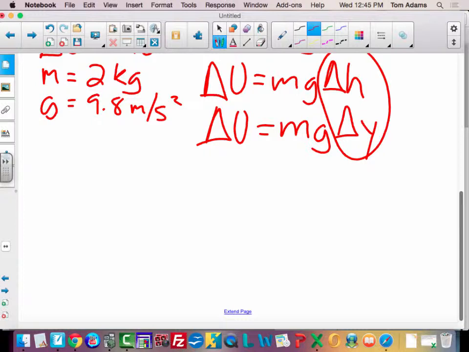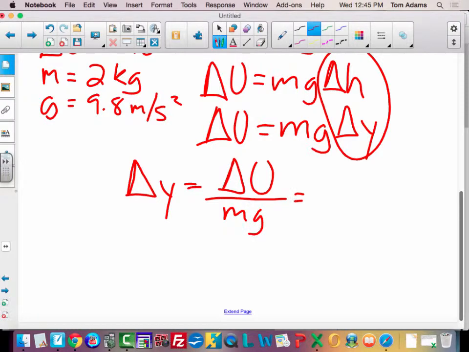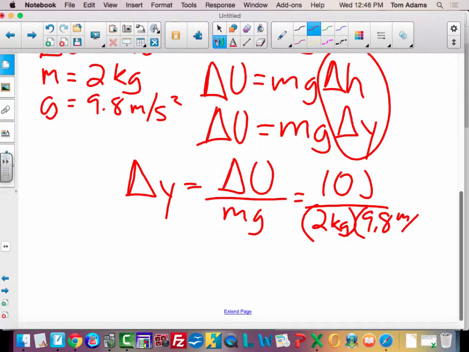Well, algebraically, if I take this equation and rearrange it, I get that delta y is equal to delta U all over the mass times the acceleration due to gravity, which is 10 joules, all over the mass, which is 2 kilograms, times the acceleration due to gravity, 9.8 meters per second squared. And I guess if we wanted to be real formal, I almost forgot the negative sign because there's a loss there. So now delta y, if I crank through all this on my handy dandy calculator, is about 0.51 meters.